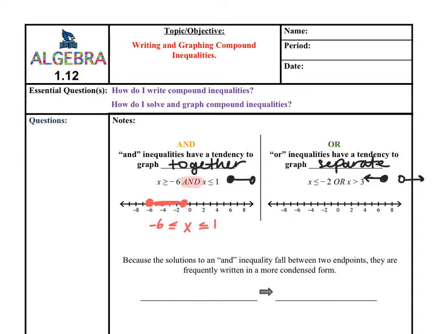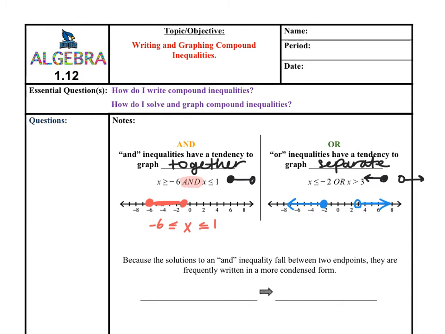And then "or" inequalities are separate and split apart. X value is less than or equal to -2. That goes that way. Greater than 3, open circle at 3, and it's greater than. So notice the difference. The one over here on the right, the "or" inequality, it's two separate inequalities just graphed on the same line, whereas the "and" inequality ends up being one thing together because what it's saying is the x values greater than that and less than that.